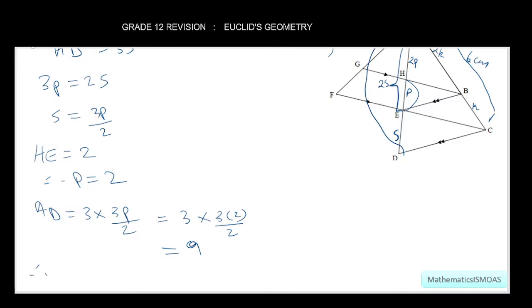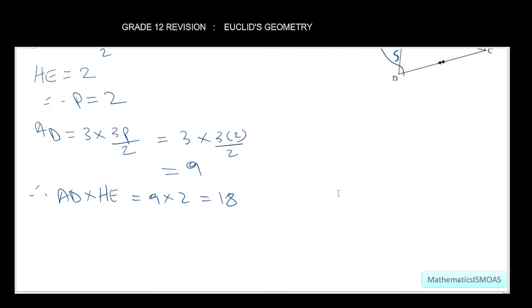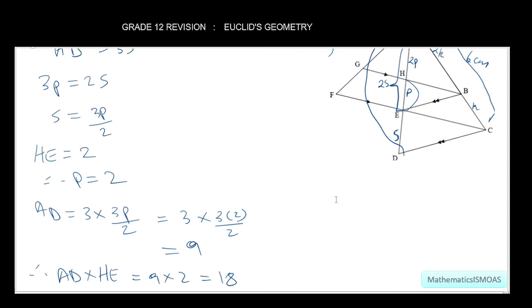Therefore, it means the product of AD and HE, AD multiplied by HE, will be equal to 9 multiplied by 2, which will be equal to 18. All right, this brings us to the end of question 3.4.